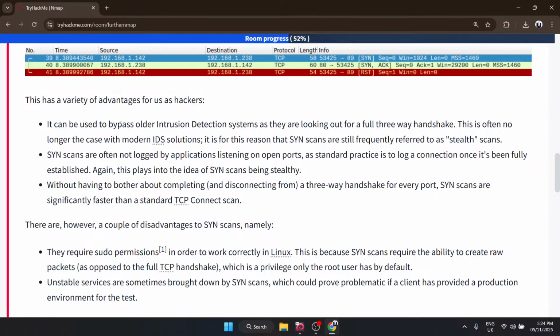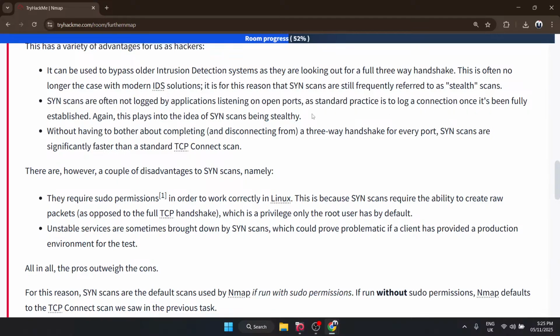Okay, so it can be used to bypass older intrusion detection systems as they're looking out for a full three-way handshake. Basically every system waits for a full three-way handshake to make sure that the other system is up and running. This is often no longer the case with modern intrusion detection solutions. It is for this reason that SYN scans are frequently referred to as stealth scans, because it's like deceiving.